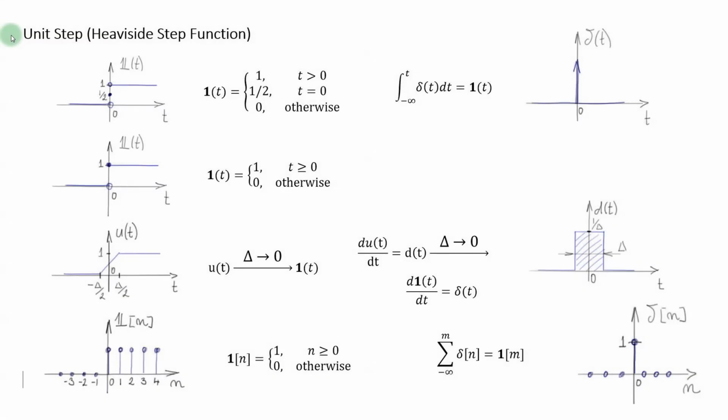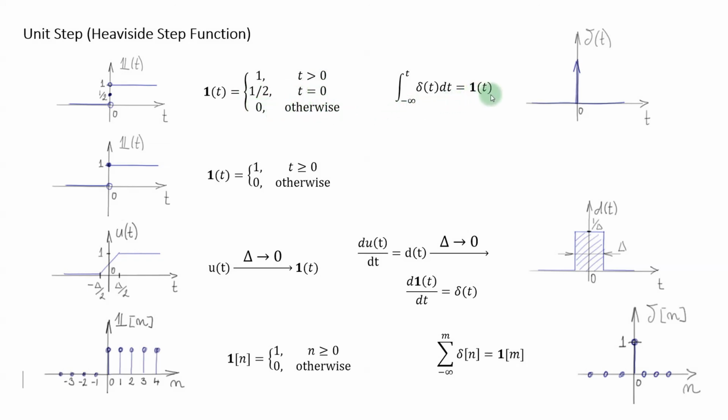In this slide I will tell you about the unit step. Sometimes we also call it the Heaviside step function. And it is a fairly simple function. It is 0 for negative time and 1 for positive time. The value for 0 time is most often defined as 1/2. So this is how you can write it mathematically. The unit step is 1 for positive time, 1/2 for 0 time, and it is 0 otherwise.